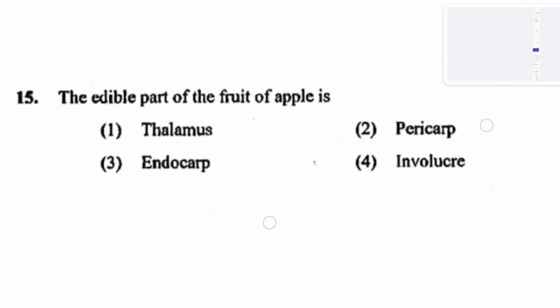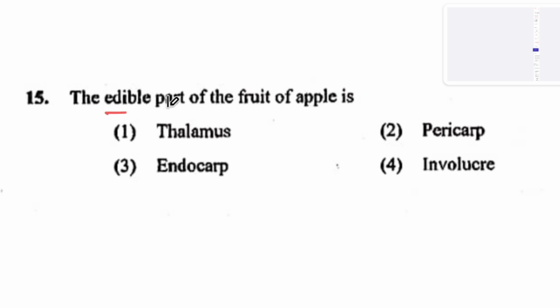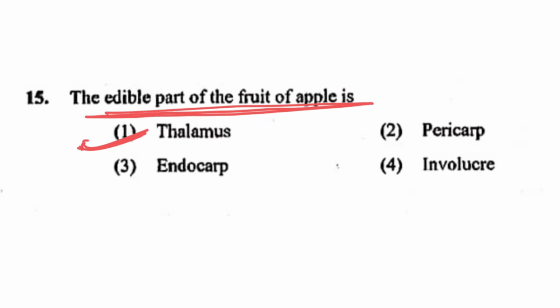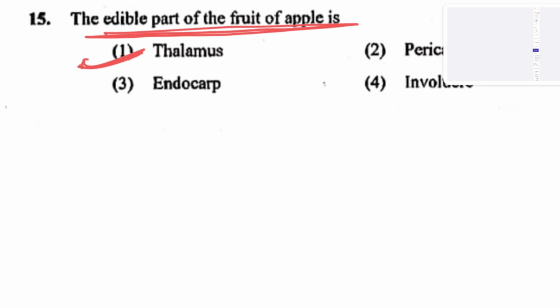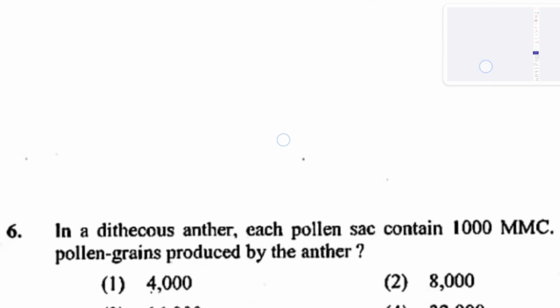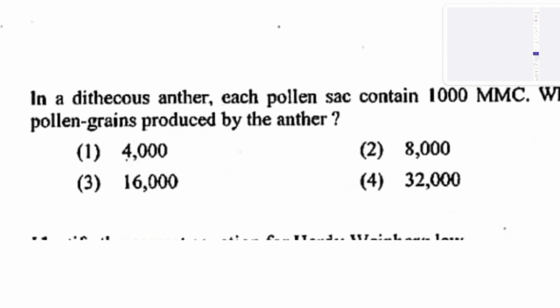The next question. The edible part of fruit, already this question has arisen. So that is the thalamus of the apple, which is the edible part in case of the apple. The next question.